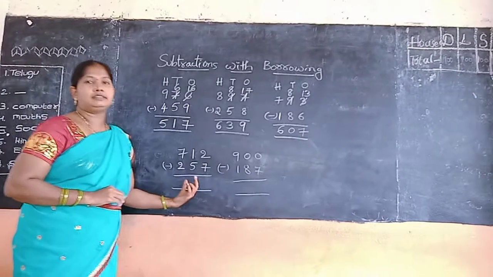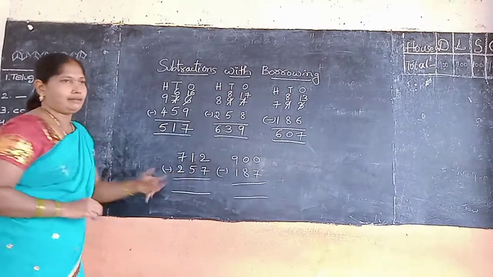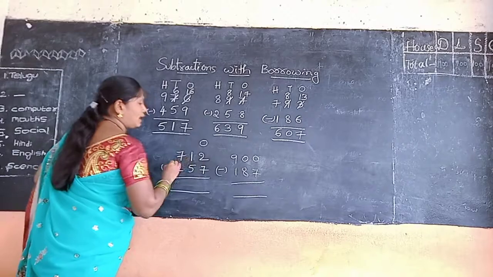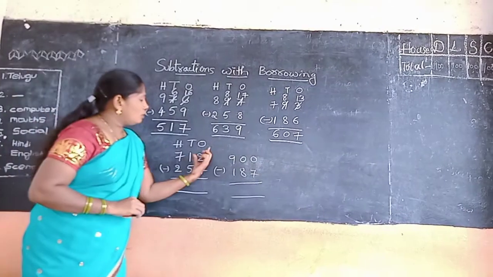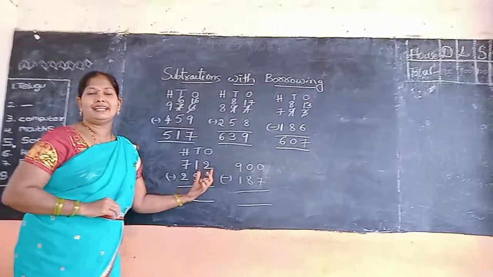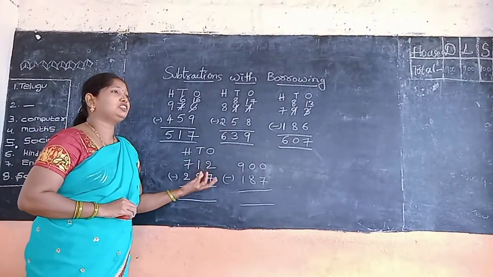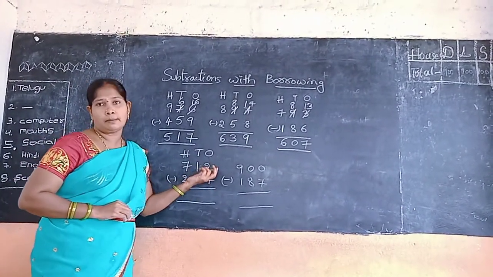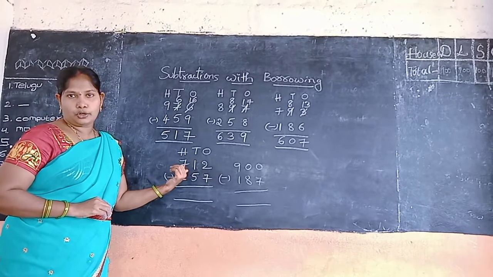Okay, next one. This one is 712 minus 257. Okay, now this is 1's, 10's, 100's places. Okay, first solve 1's place. 2 minus 7. Subtraction is not possible. Why? Because 2 is a small number. 7 is a big number. It is not possible.